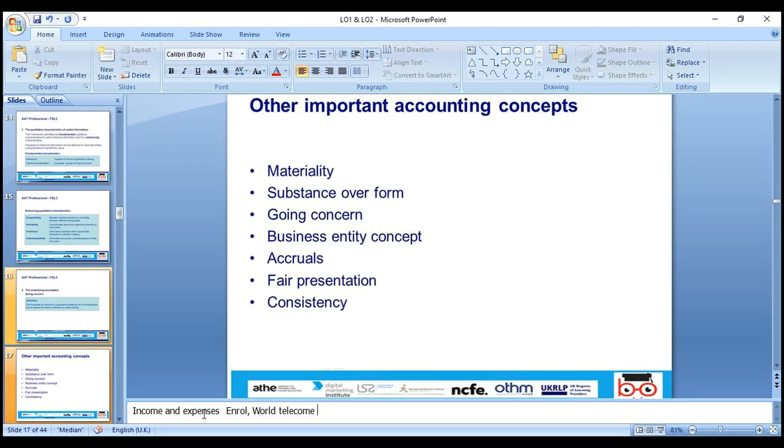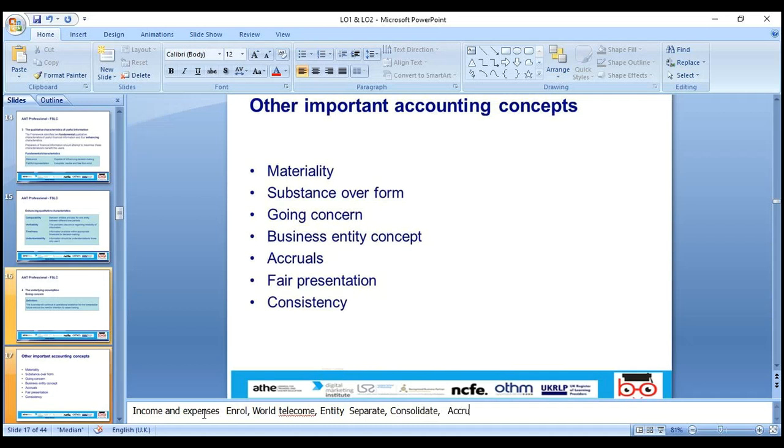Any substance information should be included. The business entity concept means that every organization we look at as a separate entity, a separate organization. So if we are producing a consolidated statement, you should also produce separate statements if the user needs them, so the user can make the right decision. So always look at the business entity.